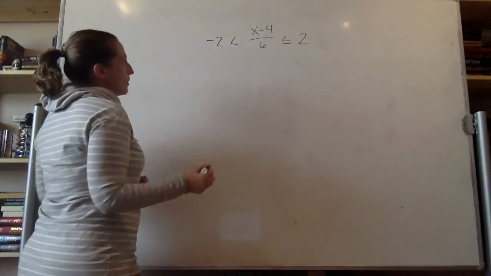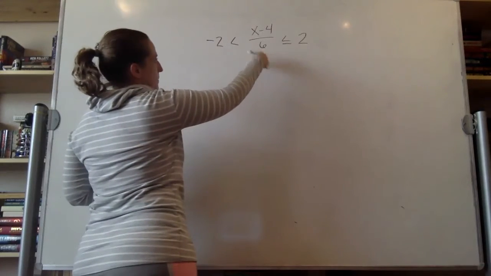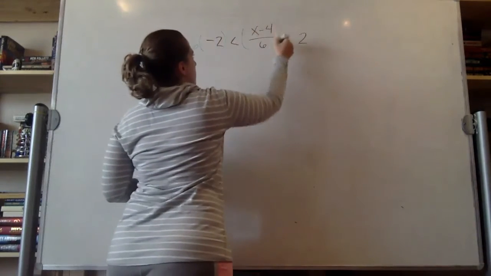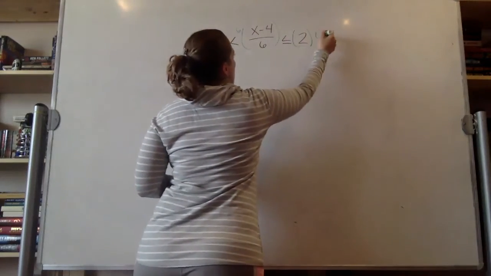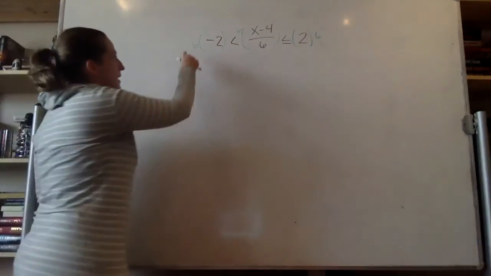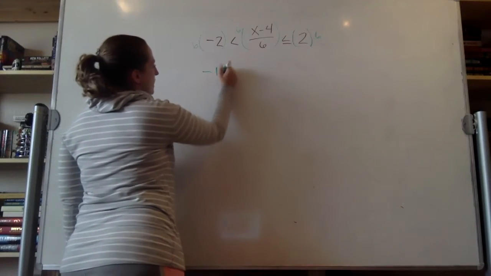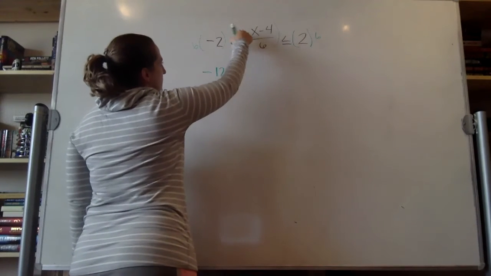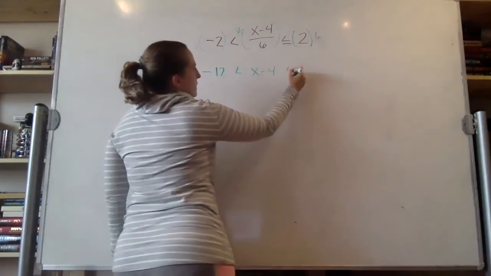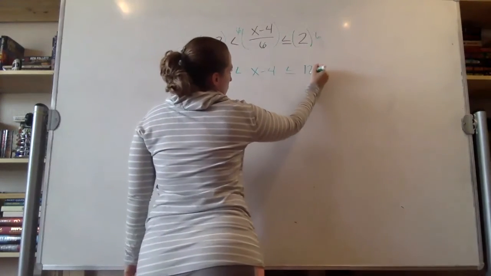So the first thing I would want to do is get rid of that 6 in the bottom. So that means multiplying everywhere by 6. Okay. Now I'm multiplying by a positive, so I don't need to worry about flipping the sign. 6 times -2 is -12, is less than. 6 here and 6 here cancel, so I'm just left with x minus 4 is less than or equal to 2 times 6 is 12.